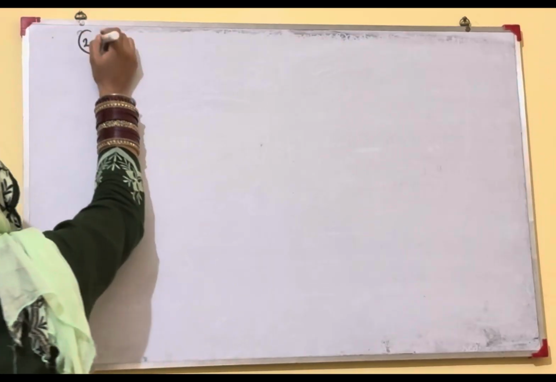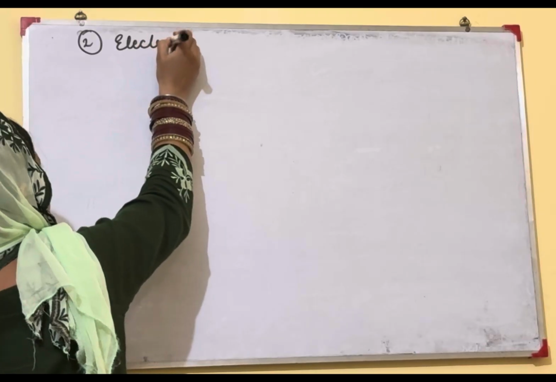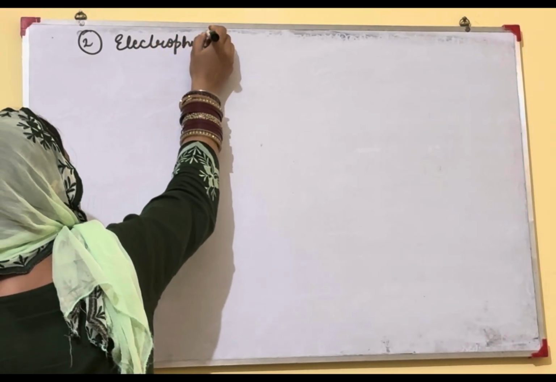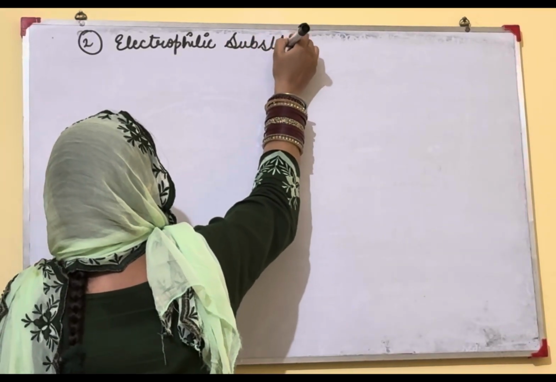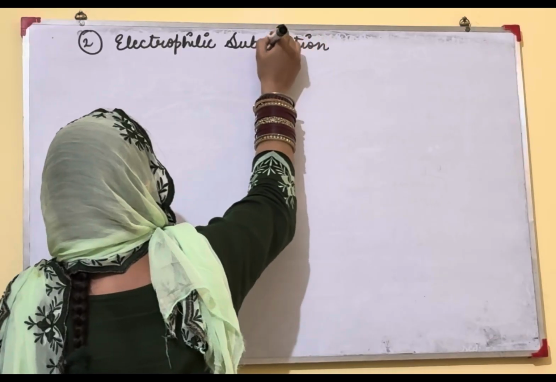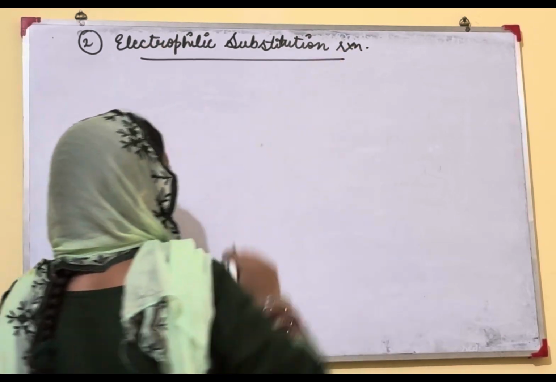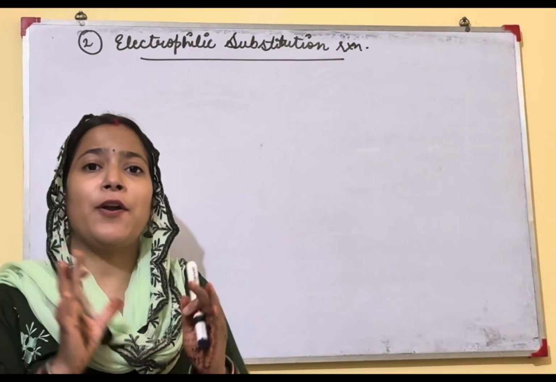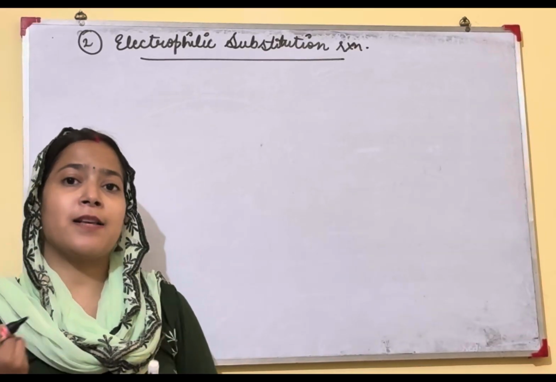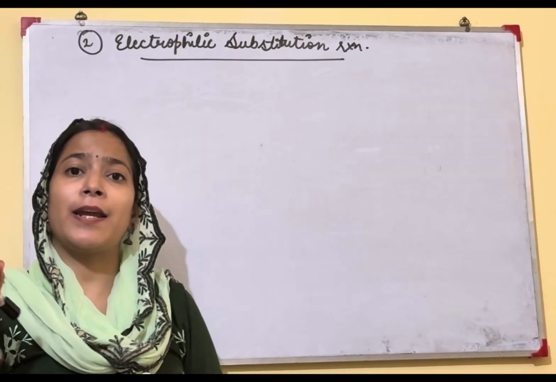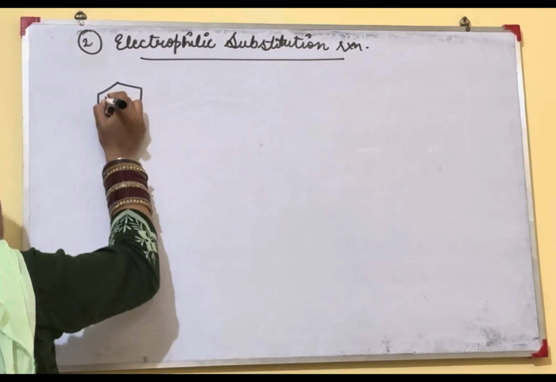The second chemical property of haloarenes is electrophilic substitution reaction. Most haloarenes will undergo electrophilic substitution reaction. As we already discussed during nucleophilic substitution reaction, the electrophile is an electron deficient species. So we already know haloarenes contain a benzene ring. The benzene ring is electron rich, so it acts as a nucleophile and it can easily attack on the electrophile, and it will undergo electrophilic substitution reaction.